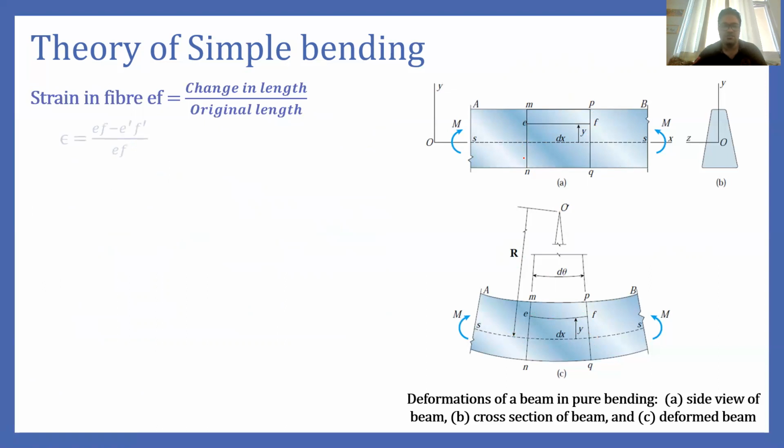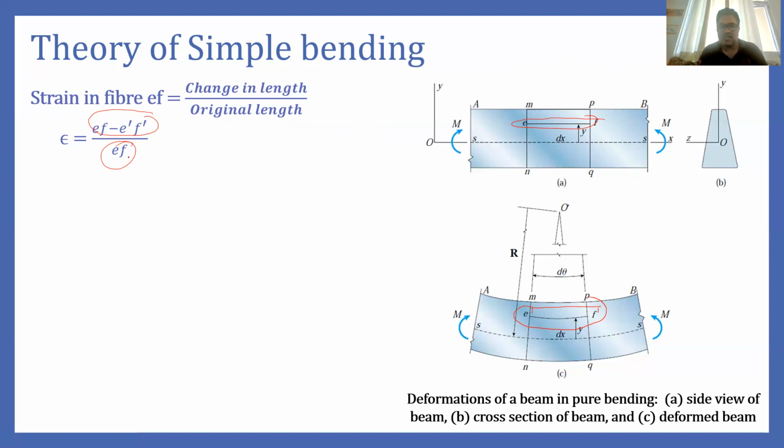Change in length becomes EF minus E dash F dash. So this is E dash F dash, and that becomes the change in length. EF is the original length, E dash F dash is the final length. So original minus final gives the change in length. Similarly, the original length is EF.